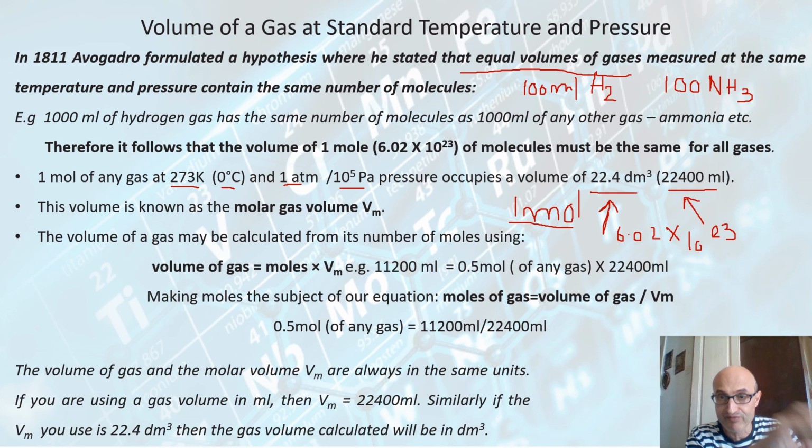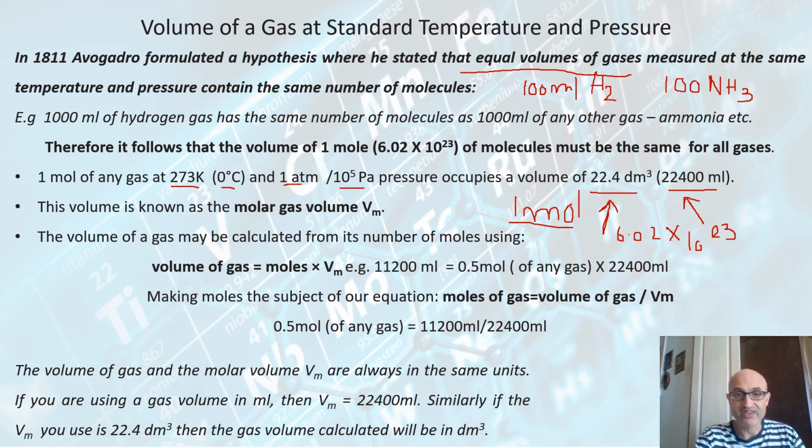If I have 22,400 mils of ammonia gas or 22.4 liters of ammonia gas, also at standard temperature and pressure, therefore also at 273 Kelvin and 1 atmosphere of pressure, it will also contain the same number of molecules, 1 mole of gas, 6.02 times 10 to the 23 molecules.